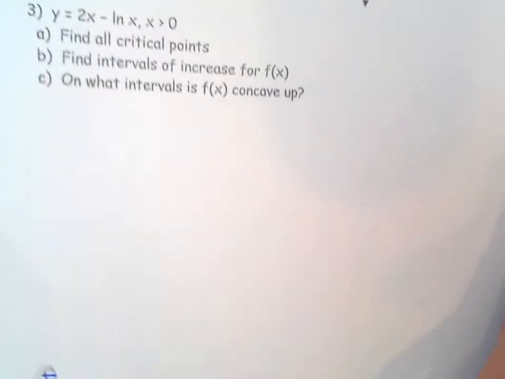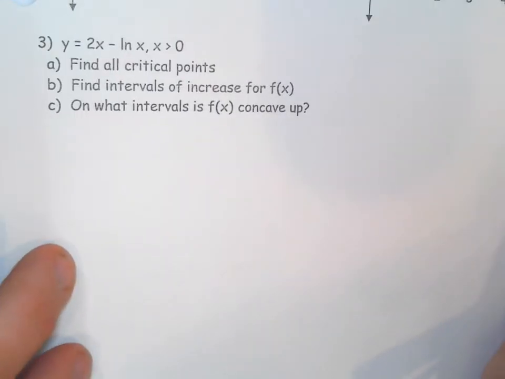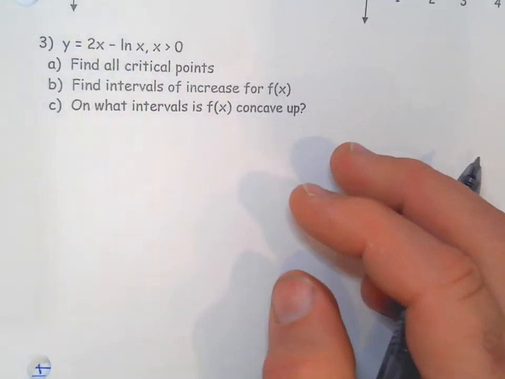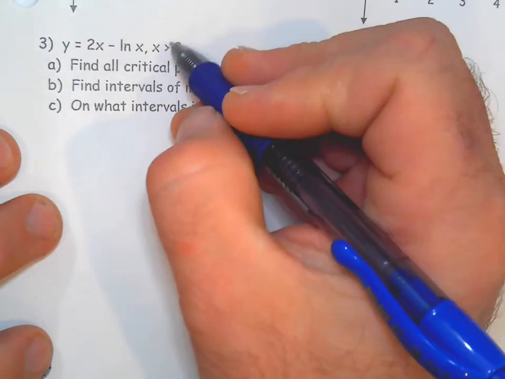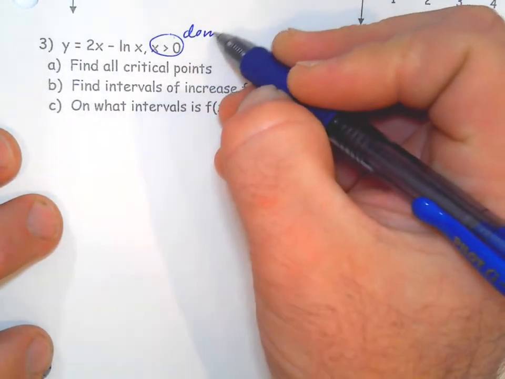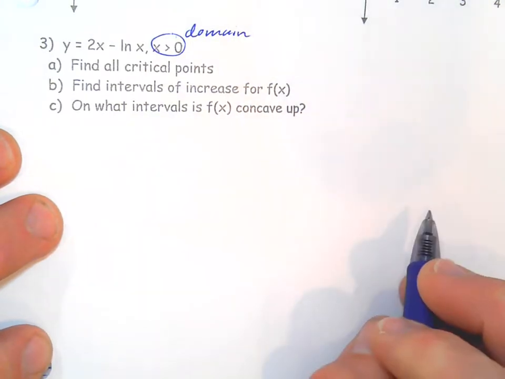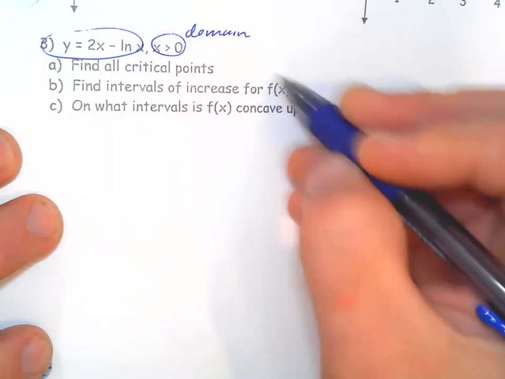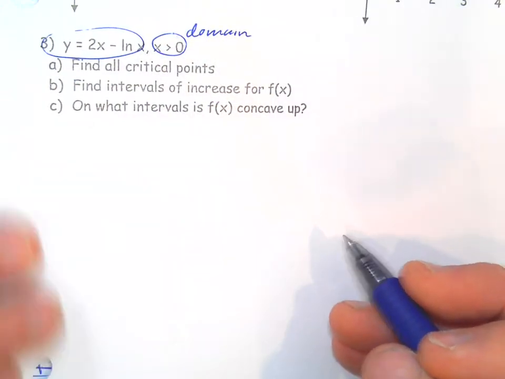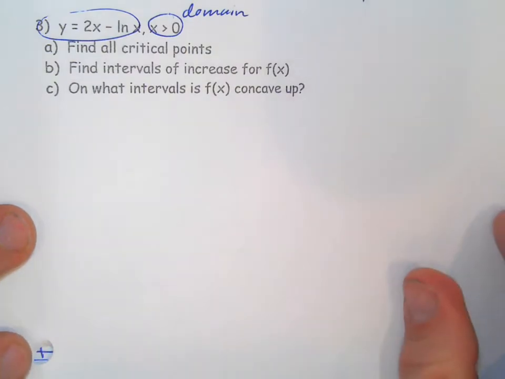Okay, next one. We're given equations of a graph, and we're trying to find these points. This is the domain of the function. X has to be greater than 0. Keep that in mind for your final answers. Now I'm going to kind of ignore that while I'm doing the problem.